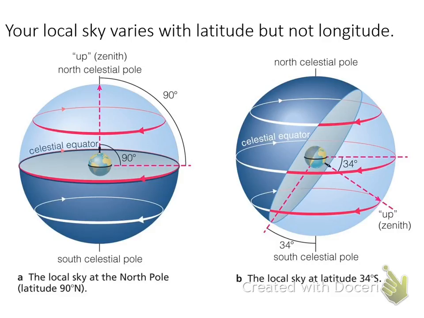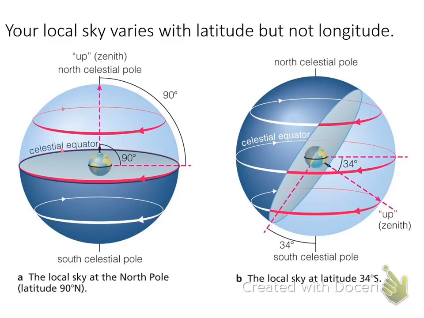So what these folks see will vary. Now there's too many L's, latitude and longitude. But what these folks will see will vary if they go to different latitudes from the equator. But if they vary their longitude, it's okay.